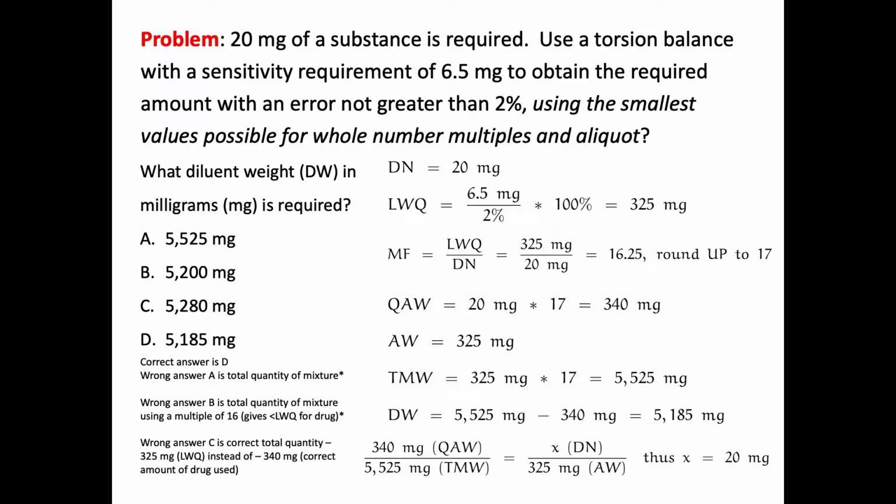And hopefully, since this is the third solid example we've done like this, I'll go through this a little more quickly. In the question here, the first step, we know the drug needed is 20 milligrams. The little bit of a trick here is I need to calculate my own least weighable quantity, and the numbers are a little bit different. So in this case, I was told the sensitivity requirement was 6.5 milligrams, divided by the acceptable error, which is 2% times 100, means that my least weighable quantity is now actually 325 milligrams.